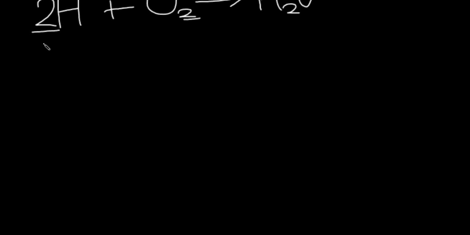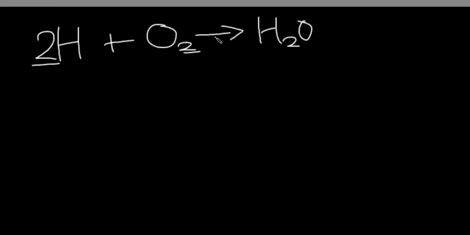This is an example of a balanced chemical equation. They're equations where the count of each type of atom is the same on both the reactant and product sides, because balancing chemical equations follows the law of conservation of mass, where matter is neither created nor destroyed but just simply rearranged.